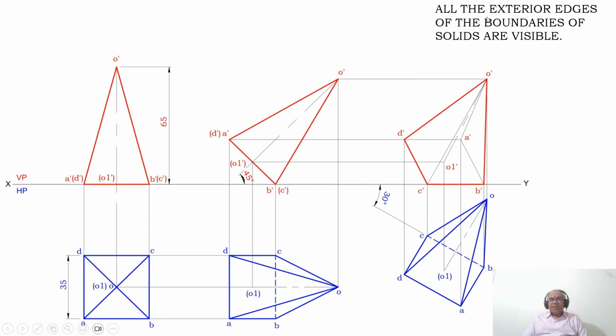What it says is, all the exterior edges of the boundaries of the solids are visible. Which are all the edges which form the boundary edges of the solid, that is O dash to D dash, then D dash to C dash, then C dash to B dash, then B dash to O dash. So all these edges are going to form the exterior edges of the boundaries of the solids, therefore it automatically becomes visible. Then dark between O dash to D dash, D dash to C dash, C dash to B dash, B dash to O dash with a dark line.